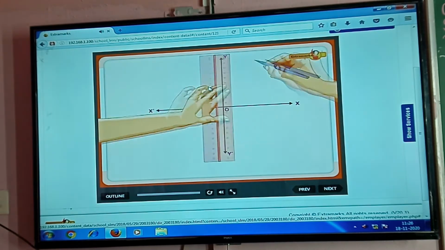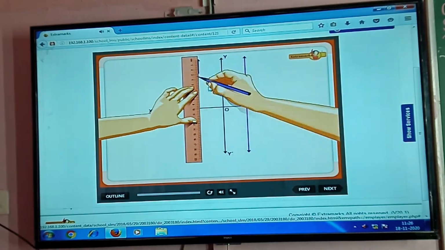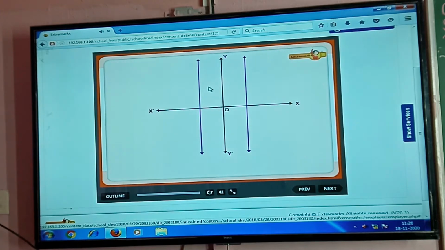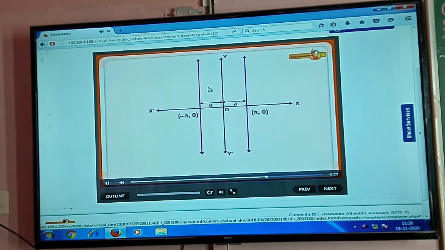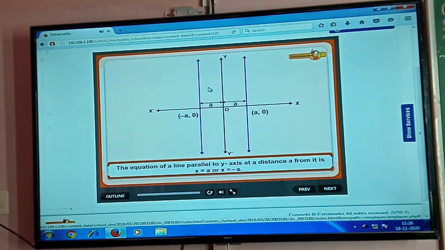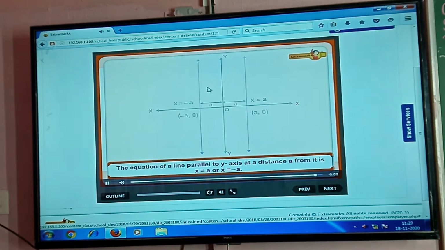Now consider another situation. Draw 2 lines parallel to the y-axis at a distance of a from the y-axis. One of them is on the right side of the y-axis and another is on the left side of the y-axis. Then the equation of the line parallel to the y-axis is x = a for the right side line and x = -a for the left side line. Note that the equation of the y-axis is x = 0.